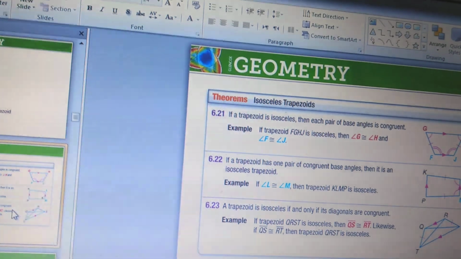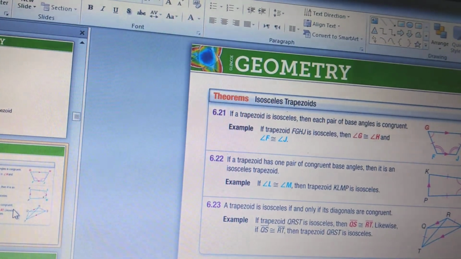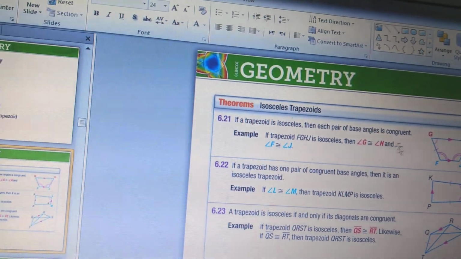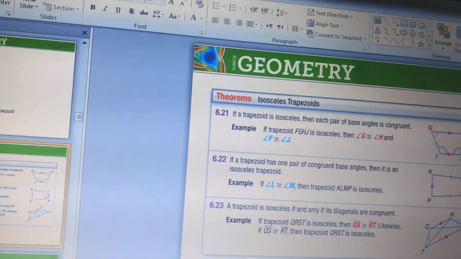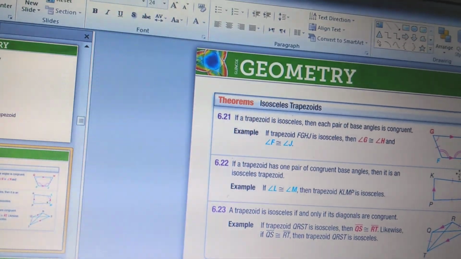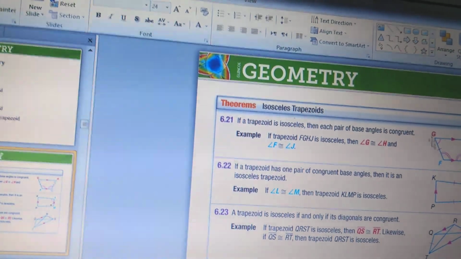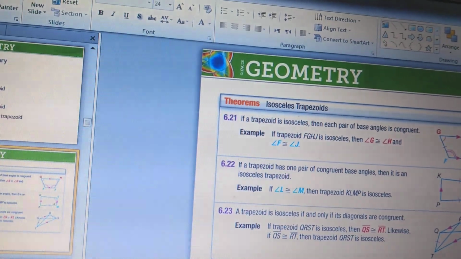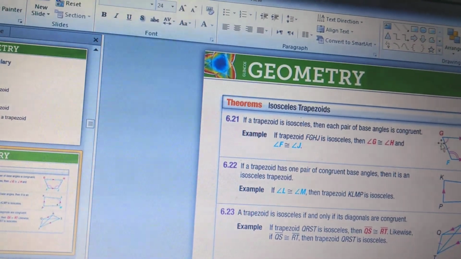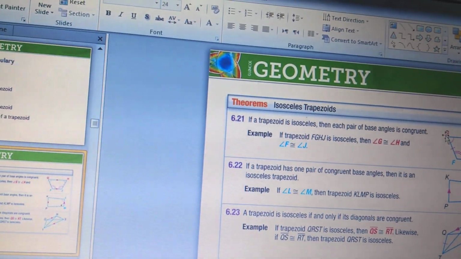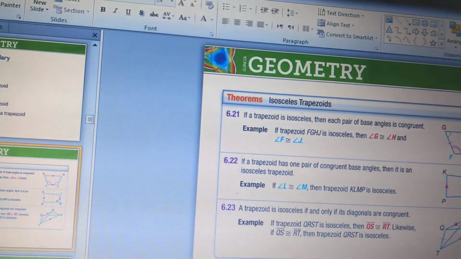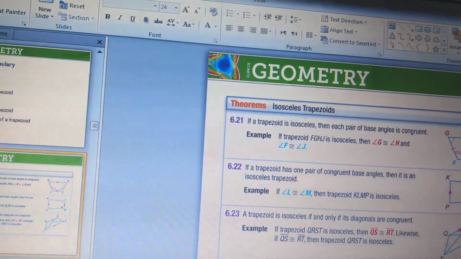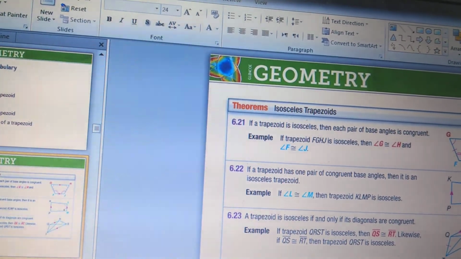In isosceles trapezoids, we have 2 sides called legs. They are congruent, and we have 2 bases. Here, if you can notice, GH is a base and FJ is a base. JH and FG, the 2 congruent sides, are called legs. This means HJ and FG are congruent. The angles of the bases are congruent. This means angle G equals angle H and angle F equals angle J.